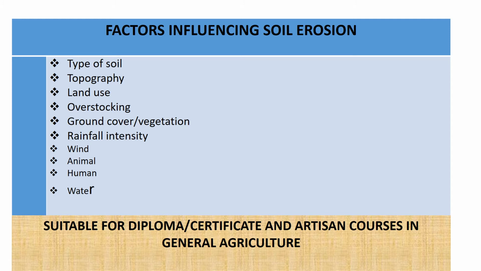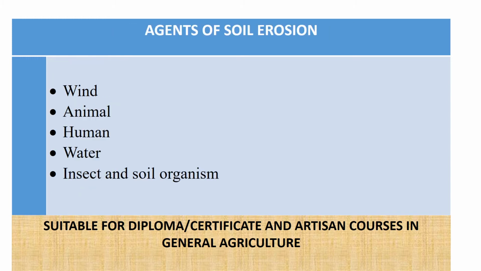Another factor is wind, animal, human, and water. Remember, all these factors we'll be discussing in detail as we go on, but for now it is good to appreciate these factors by just outlining and listing them, and at least try to visualize how these particular factors influence the soil erosion process.